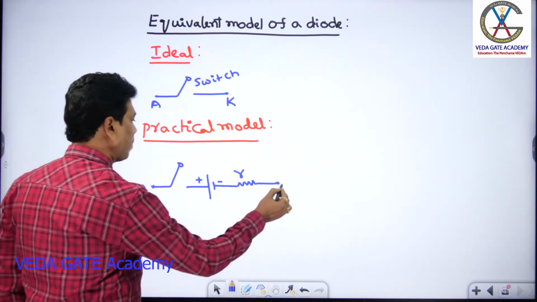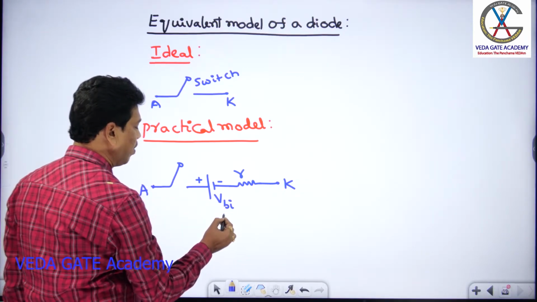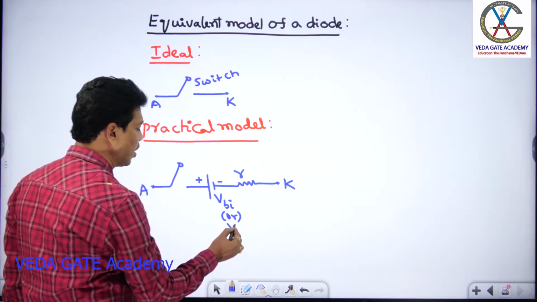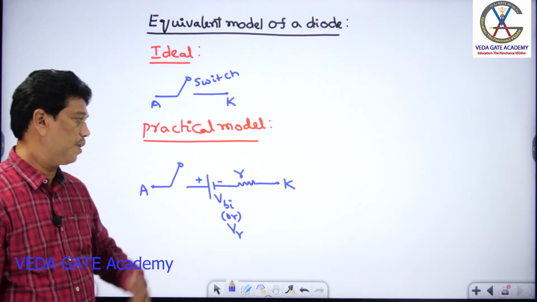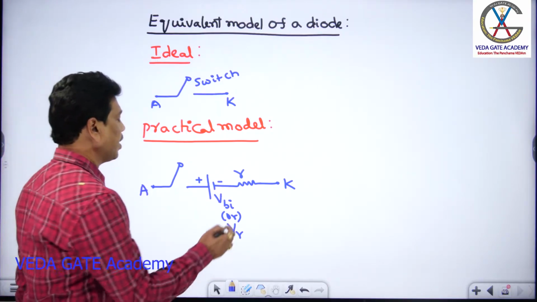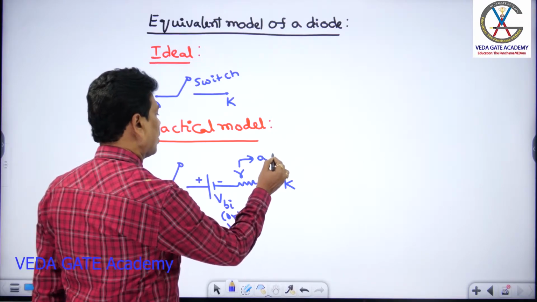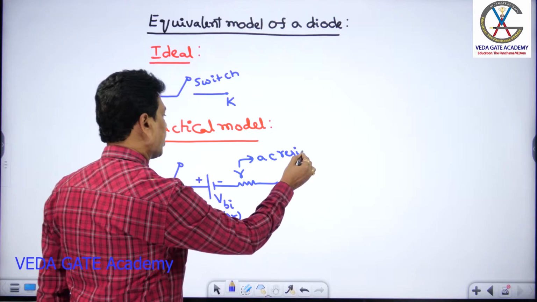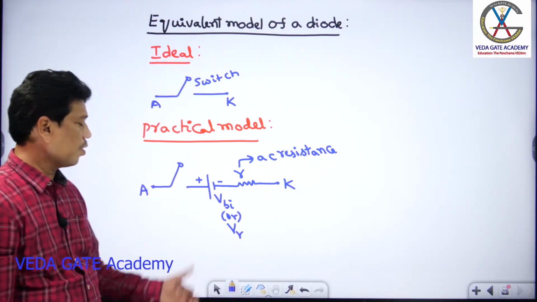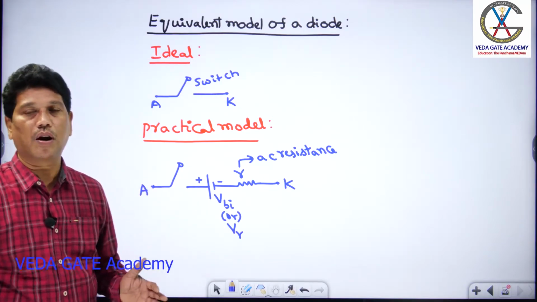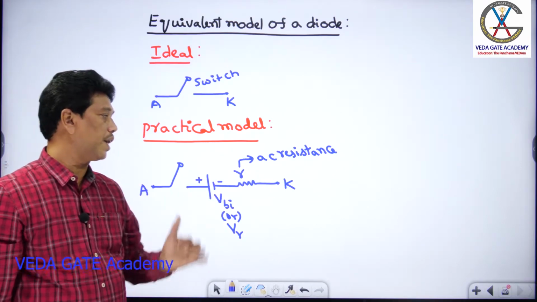This is the anode, this is the cathode, and this is the barrier potential or cut-in voltage, V_B or V_R, due to the barrier effect. This is about 0.3 volt for germanium and 0.7 volt for silicon. R stands for AC resistance, which is called the dynamic resistance. Because the diode is non-linear, dynamic resistance is valid. If the diode were linear, then you could use a static resistance. But a diode is not a linear device. It is non-linear, where only dynamic or AC resistance is considered.